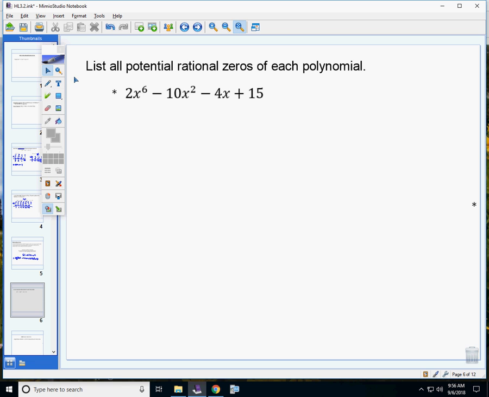Alright, so on this problem we want to list potential zeros. Again, we take the factors of the constant, so that would be 1, 3, 5, and 15. Divide them by the factors of the leading coefficient, which are 1 and 2, which means we could have plus or minus 1, 3, 5, 15, 1/2, 3/2, 5/2, and 15/2.